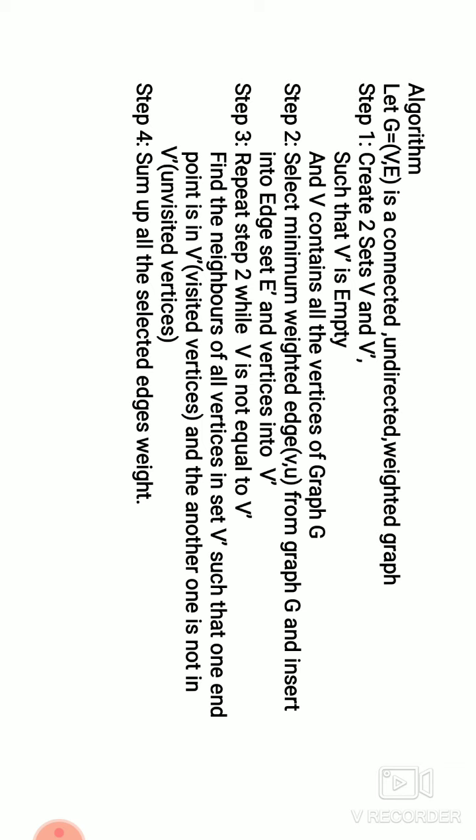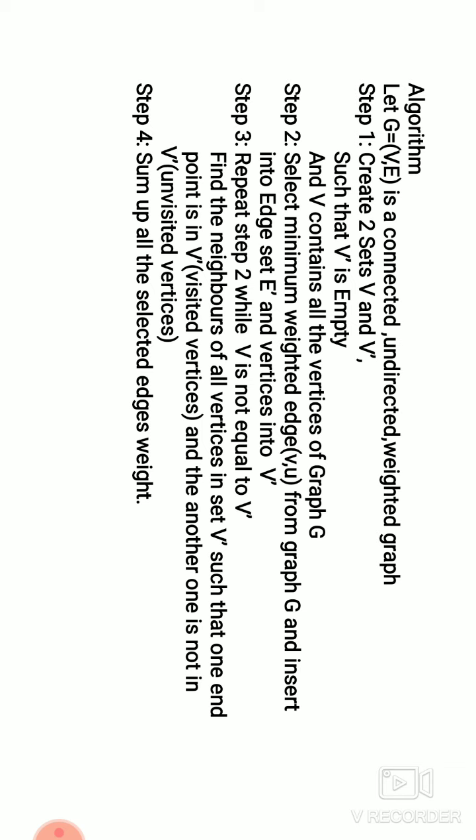Here V dash is the set of vertices which are visited, and V contains the vertices which are unvisited. We can also say that unvisited vertices are V minus V dash. Now repeat step 2 until all the vertices in V are in V dash. That is, we traverse all the vertices in V and all of them are added into the set V dash, the set of vertices in spanning tree T.